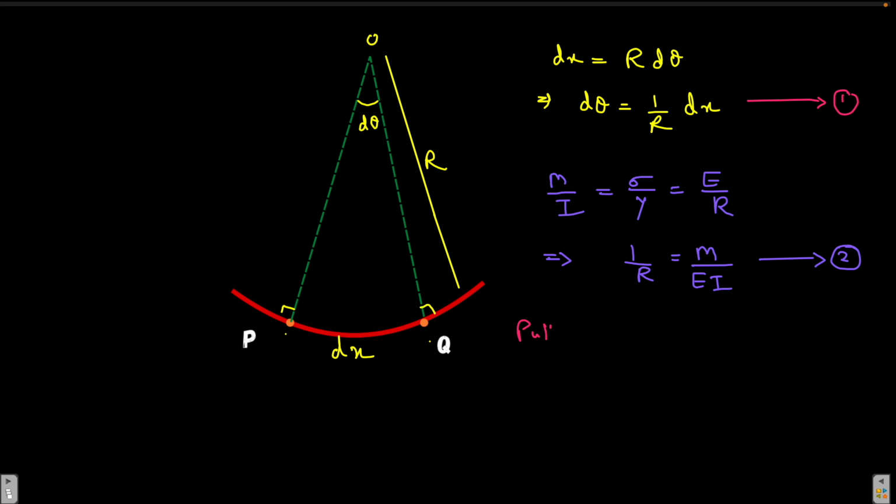Putting 2 in 1, what we get, d theta as M by EI into dx. Now if we have to find the whole of theta, we have to integrate it between A and B, right?